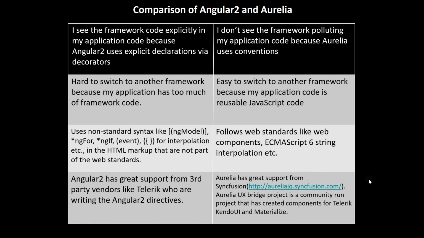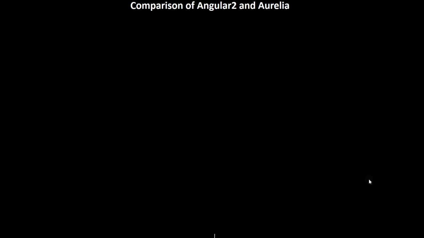Angular 2 has great support from third-party vendors like Telerik, Kendo UI in particular, who are writing the Angular directives. Aurelia has great support from Syncfusion. Please check out the URL aureliajq.syncfusion.com. The Aurelia UX Bridge project, which is a sister project to Aurelia Framework, is a community-run project, and that has created components for Telerik, Kendo UI, and Materialize.